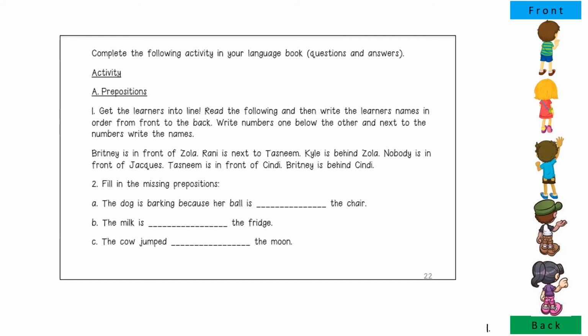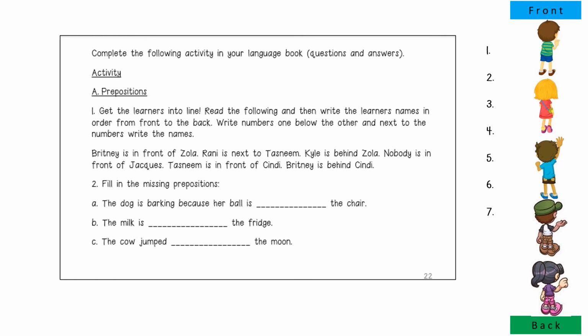So, boys and girls, this is what you need to do. You need to write the numbers from 1 to 7 because there are 7 learners, and you need to put them in order. So, for example, if you think that Tasneem is right at the front, you will put her next to the number 1. So our numbers 1 to 7 is actually from front to back. So the child whose name is next to number 1 will be the child right at the front, and the child that is number 7 will be the child that is right at the back.